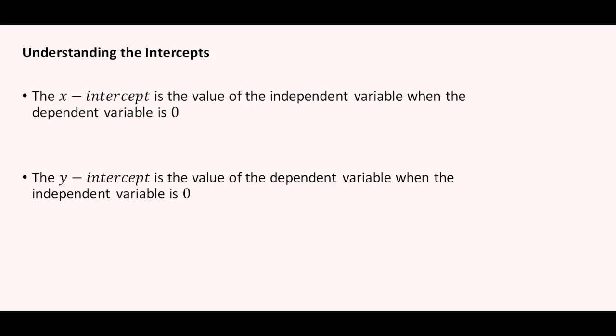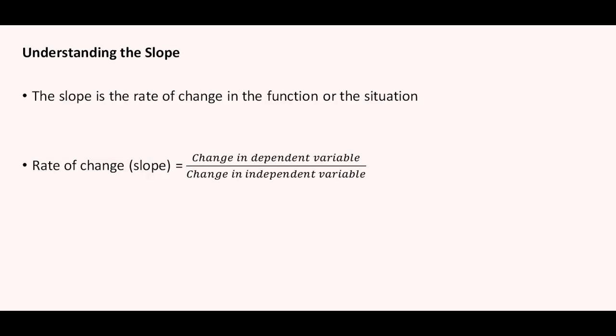Now our intercept, let's look at the x-intercept for example. The x-intercept is the value of the independent variable when the dependent variable is 0, and your y-intercept is the value of the dependent variable when the independent variable is 0. So we're going to look at some examples and see how that works.